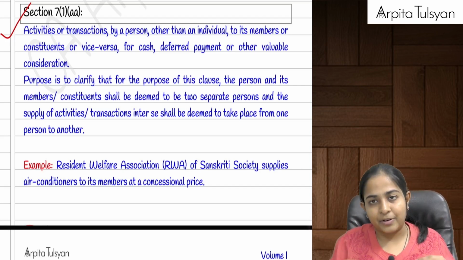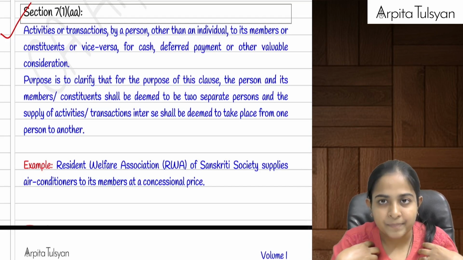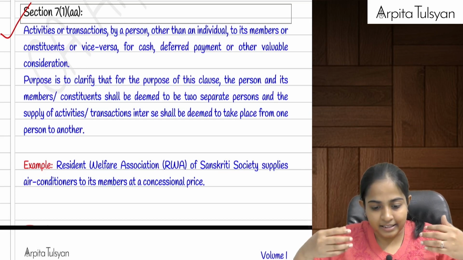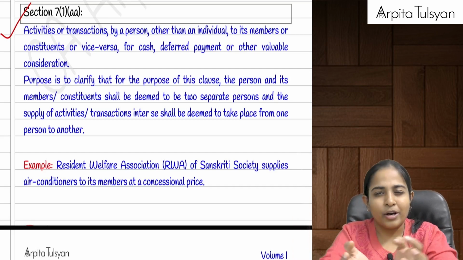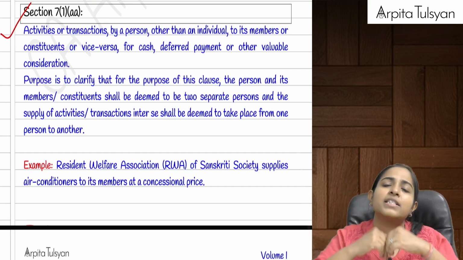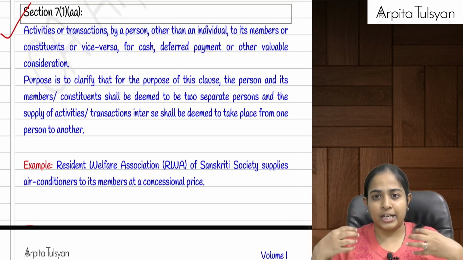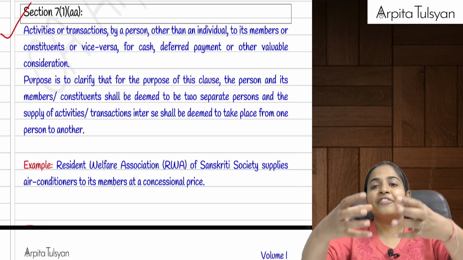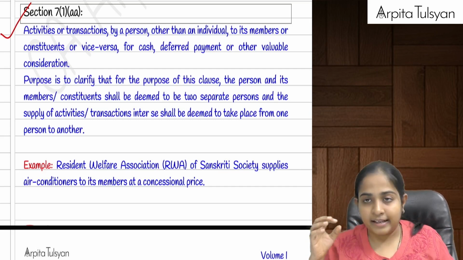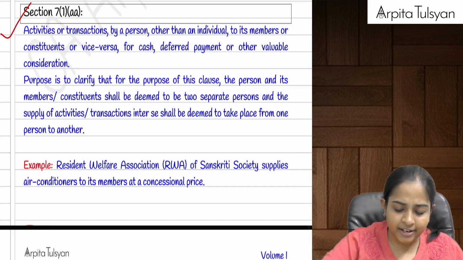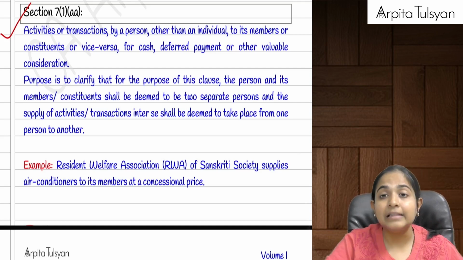Any such activity or transaction which is done by a person other than an individual, with its members or to its members or its constituents, or vice versa. That is, any transaction done by the members for any particular association, any transaction done by the members with its entity. Are you clear with this? Yes. So, definitely for a consideration, and in the course of business, then even such transactions will be considered as a supply.